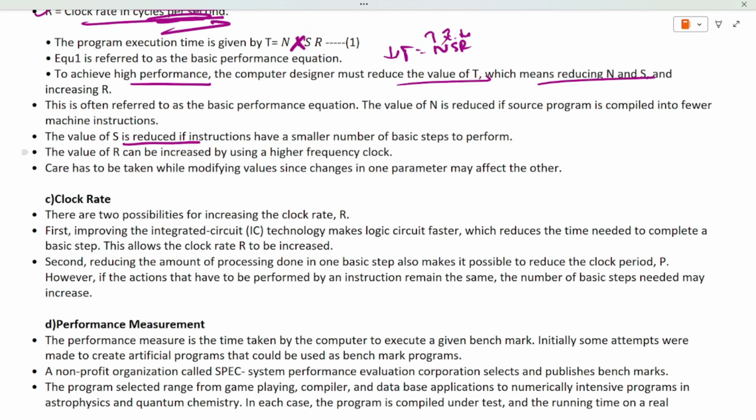And next, the value of S is reduced if they are having small basic steps. The value of R can be increased using a higher frequency clock.